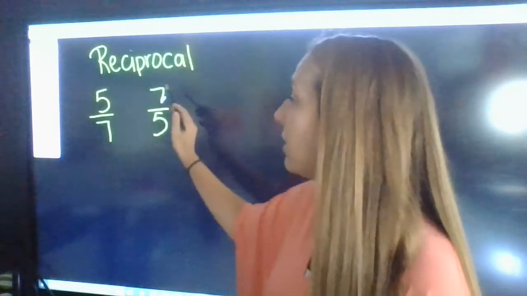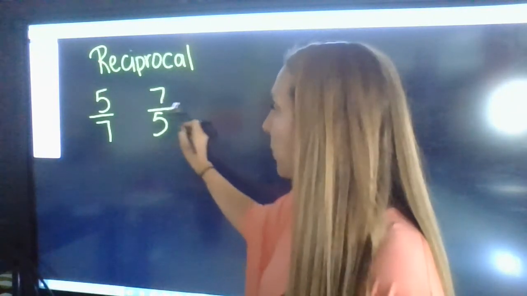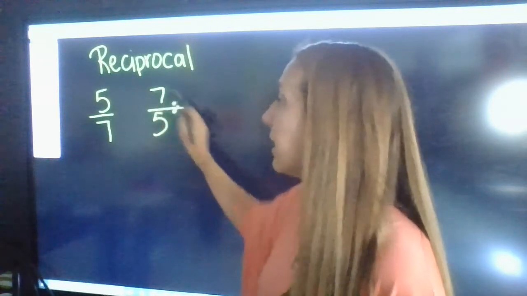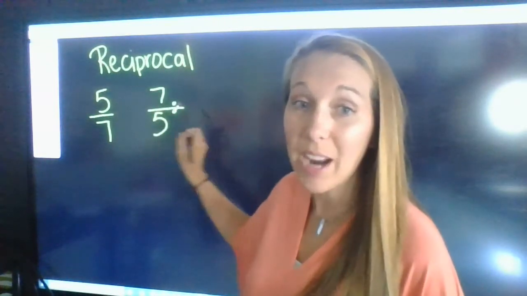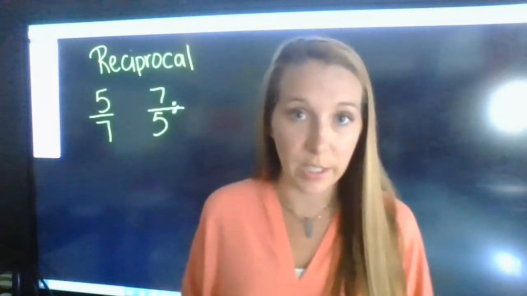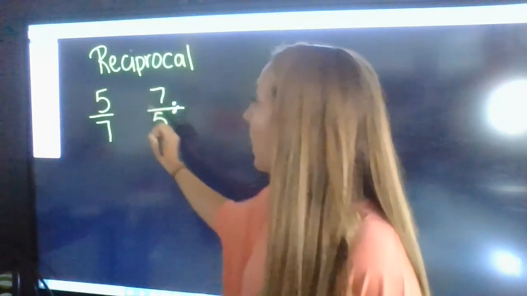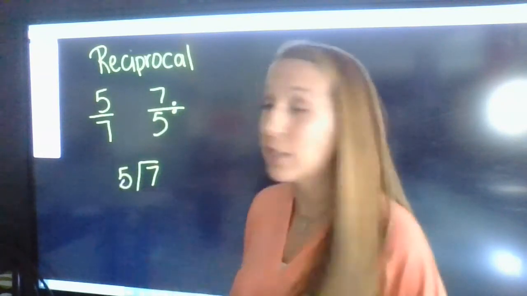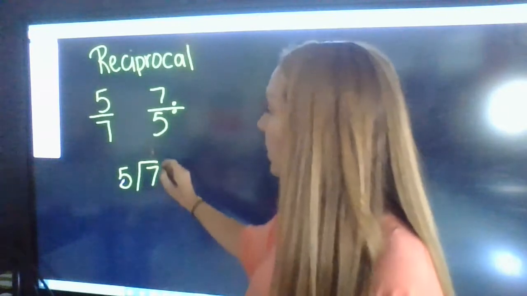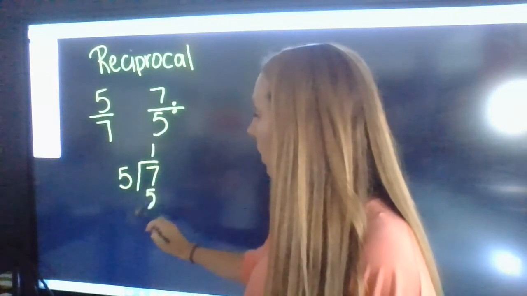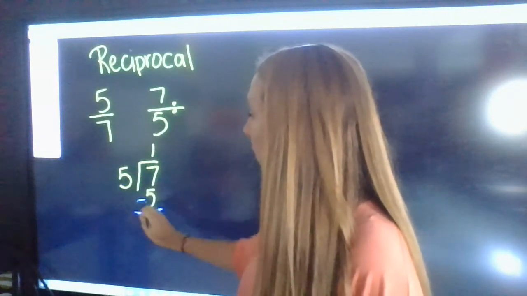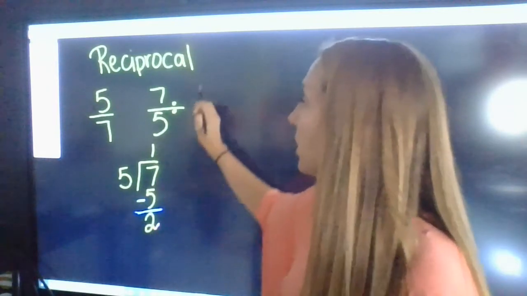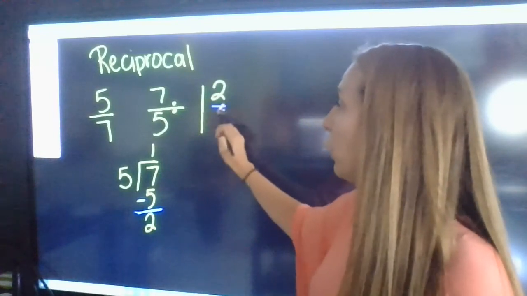We can also take this 7/5 and divide it. I always like to show my kids that 7 divided by 5 is the same thing as 7/5 because this fraction line serves as a division sign. So we're going to put our dividend 7 divided by 5, which is our divisor. So 5 will go into 7 one whole time. Minus 5 is 2. So it leaves us with 1 and 2/5.